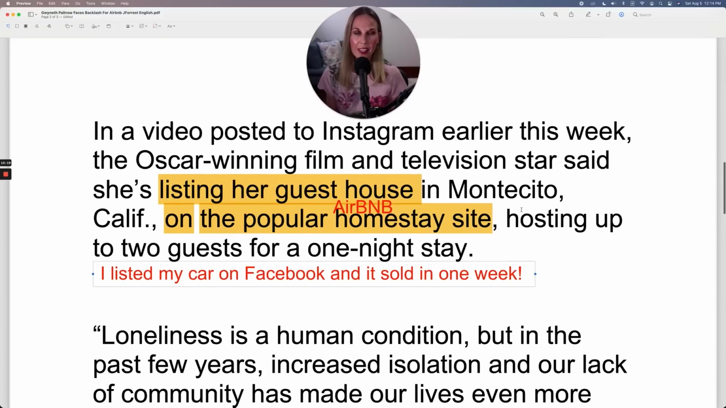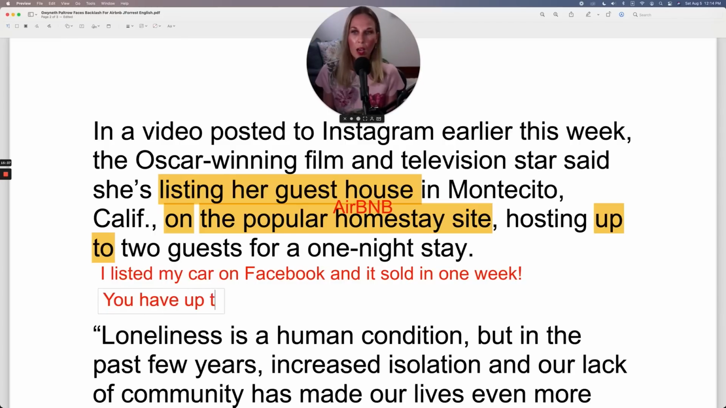Now, in this case, she says hosting up to 2 guests. Up to. In this case, up to represents the maximum amount. So if you're writing your IELTS or any kind of exam, they might say you have up to 20 minutes to complete the writing section.